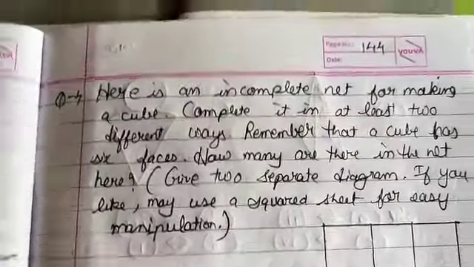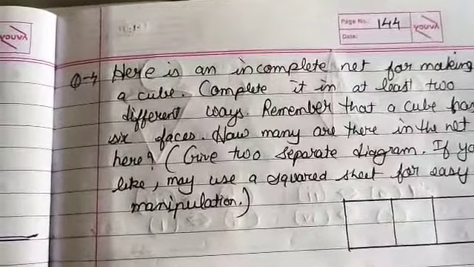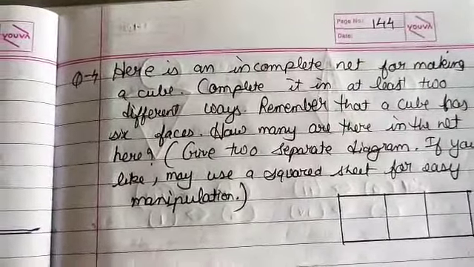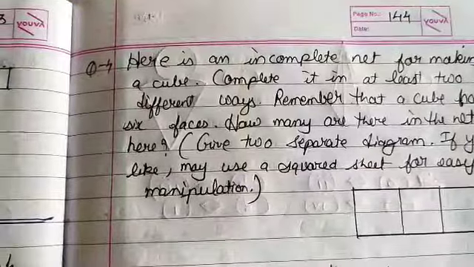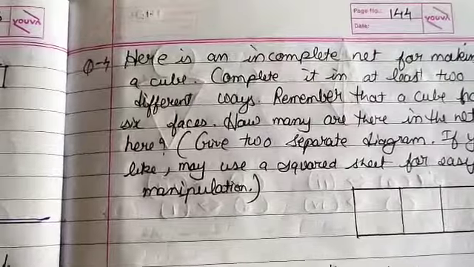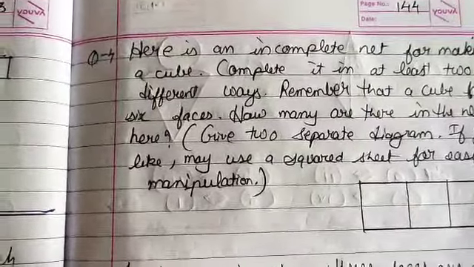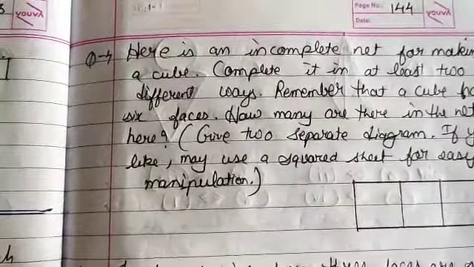Let us see the next question. Here is an incomplete net for making a cube. Complete it in at least 2 different ways. Remember that a cube has 6 faces. How many are there in the net here? Give 2 separate diagrams if you like. You may use a squared sheet for easy manipulation.